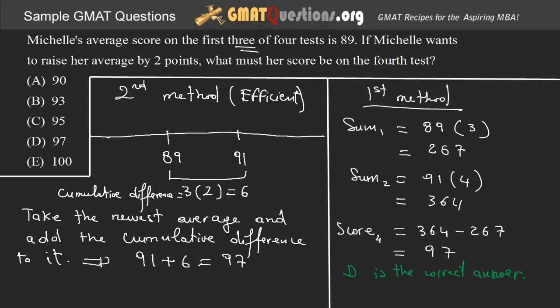Again, to repeat, you have these two averages. You take the difference between the two averages and multiply it by the original number of scores. Then you add this cumulative difference to the newest average, not the oldest. In this method, you add it to the newest average, and the newest average here is 91. And then you have the score you're looking for. So try it for yourself, and you'll see that it works all the time. No matter what, D is the correct answer. Once again, D is the correct answer.